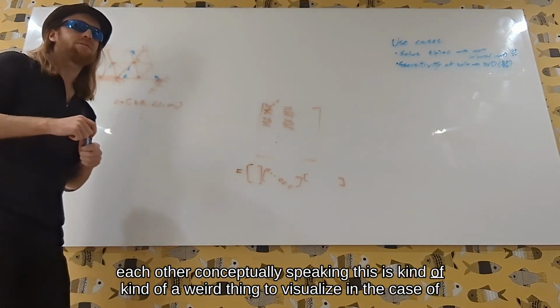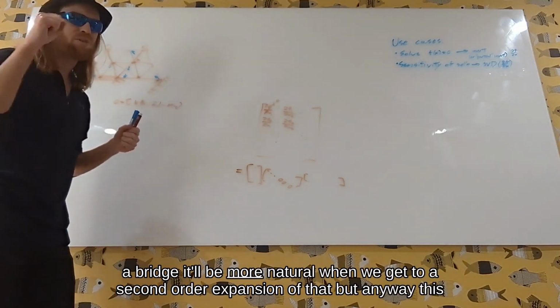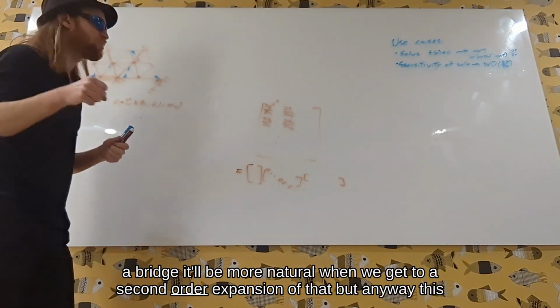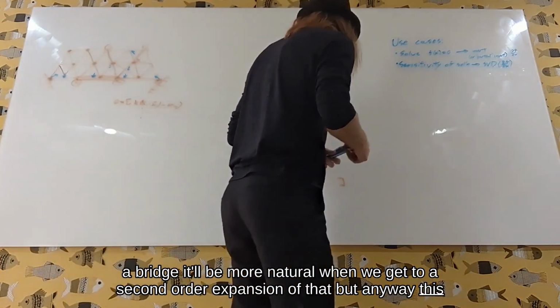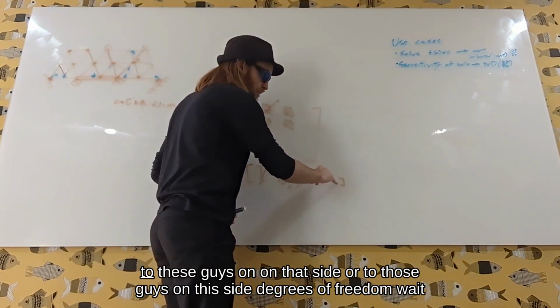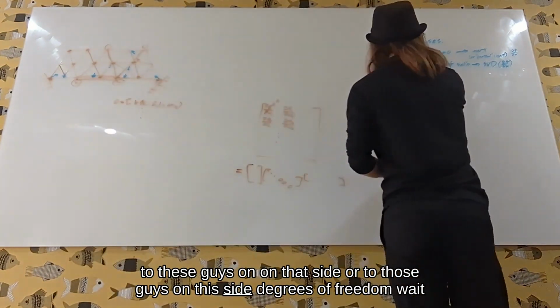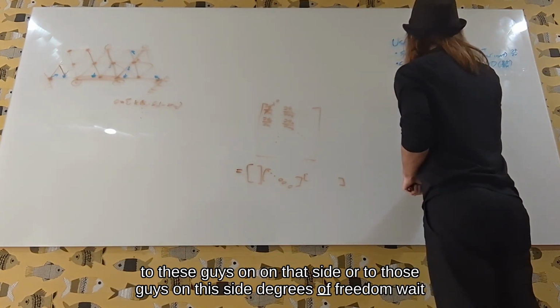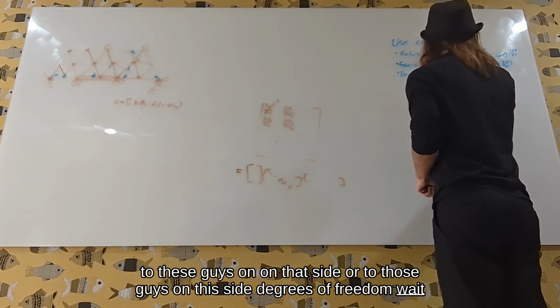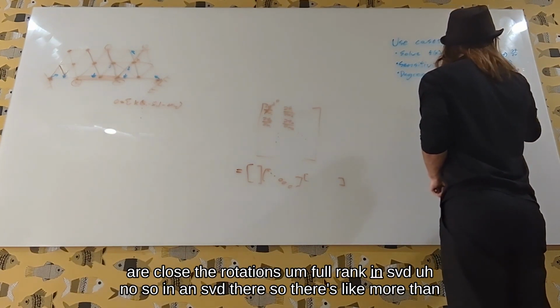This is kind of a weird thing to visualize in the case of a bridge. It'll be more natural when we get to second order expansion a bit. But anyway, to calculate our null space, the null space is everything that's orthogonal to these on that side, or to those on this side. So degrees of freedom. Wait, aren't both the rotations full rank in the SVD?